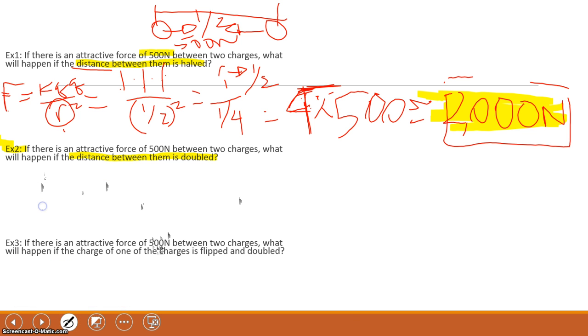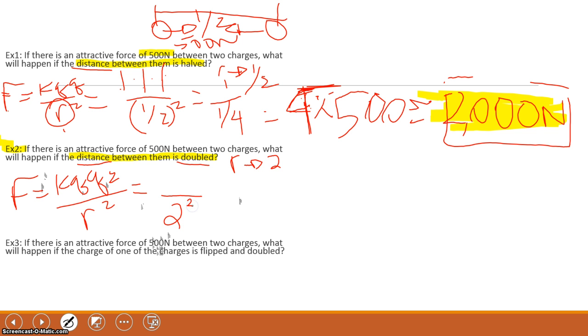Let's follow the one method. So which formula? It's the same. F equals KQ1 Q2 over R squared. What is changing? R is changing. How is R changing? It's becoming twice as much as it originally was. So we're going to double the distance. So put that down there, 2, and then don't forget to square it.